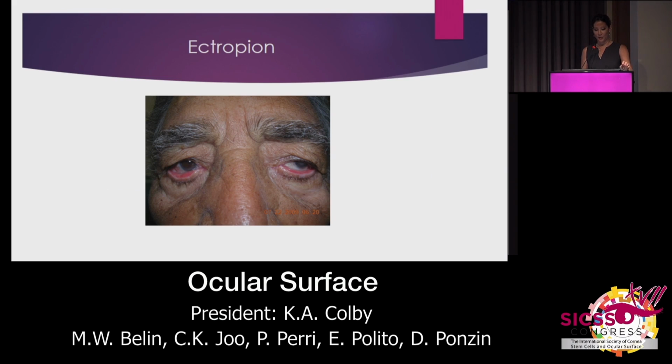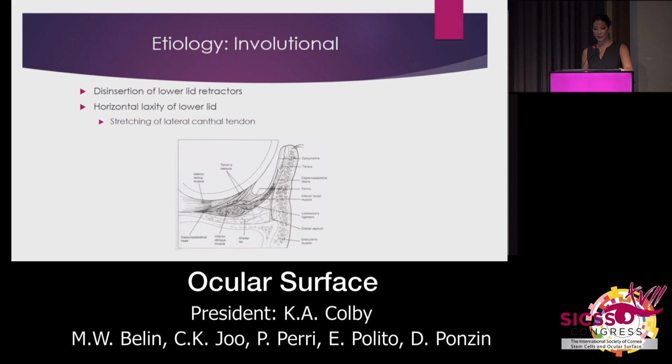So let's talk about ectropion. Ectropion is a big problem because we know it leads to tearing, foreign body sensation, exposure keratopathy because the eyelids are not blinking correctly, and conjunctival inflammation. Ectropion is usually due to involutional issues from disinsertion of the lower lid retractors, horizontal laxity of the lower lid, and stretching of that lateral canthal tendon.